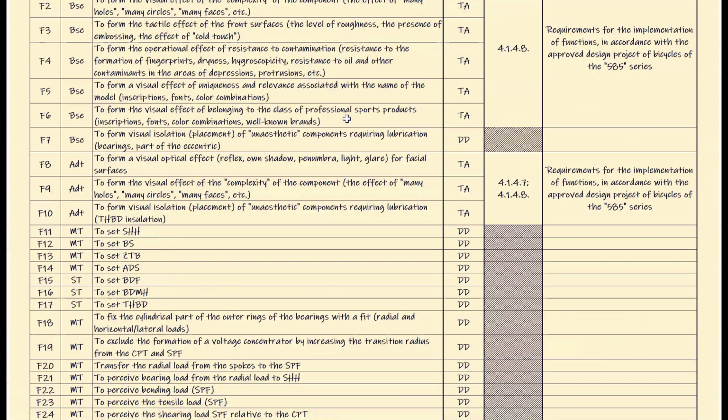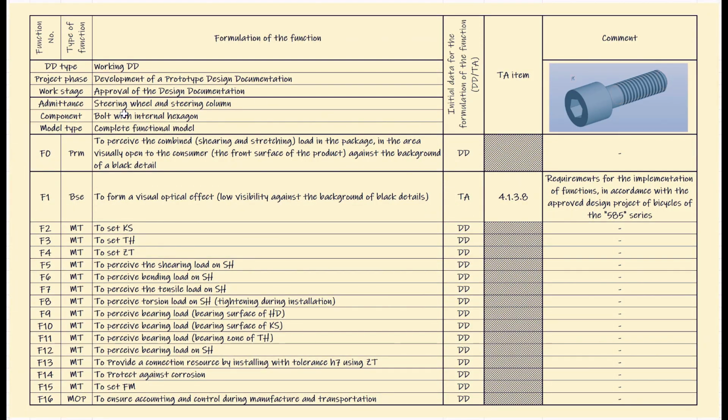The logic of filling the columns function number, function type, and function description fully corresponds to the filling logic described for the functional model in issues number 7 and number 8 of our training course. The column initial data for the formulation of the function is filled in with design documentation or technical assignment, according to which source of information was used for the formulation of the function in the column function description.